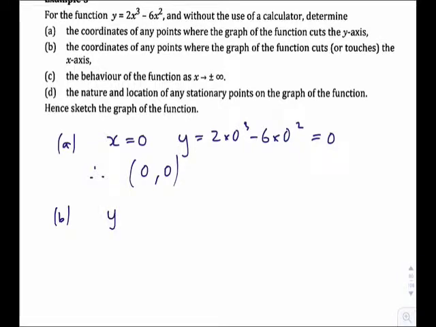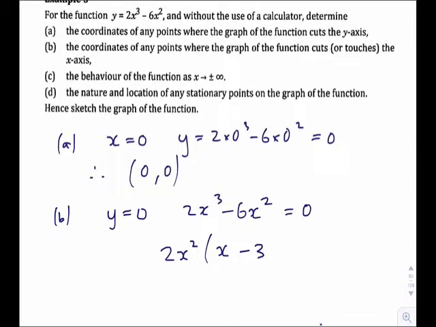Part B, the coordinates of any points of the graph function touches or cuts through the x-axis. Okay, that happens when y is equal to 0. So we want to solve 2x cubed minus 6x squared equals 0. Alright, common factor here, 2 and 6, the common factor is 2, x cubed and x squared, common factor is x squared. 2x squared times x gives us 2x cubed, and 2x squared times 3 gives us 6x squared. Okay, you can check that by expanding those two there. That gives you the same thing. Yep, that's correct. Alright, cool.